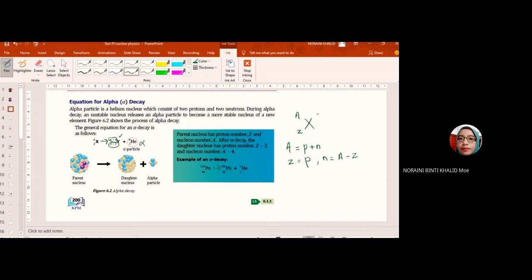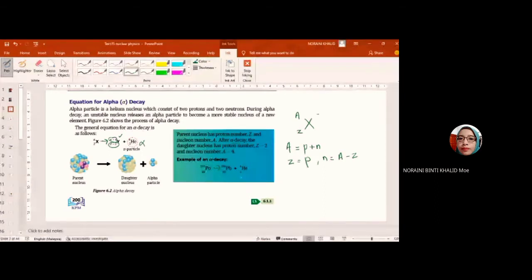The parent nucleus has proton number Z and nucleon number A. After alpha decay, the daughter nucleus has proton number Z minus 2 and nucleon number A minus 4. So if you look at the number of nucleons reduced by 4 and the protons reduced by 2 at the same time, it means the decay process released one alpha.